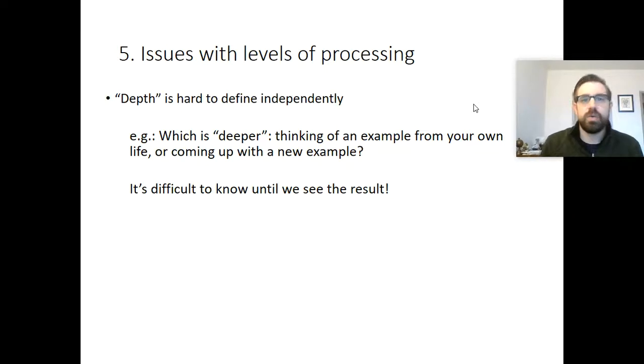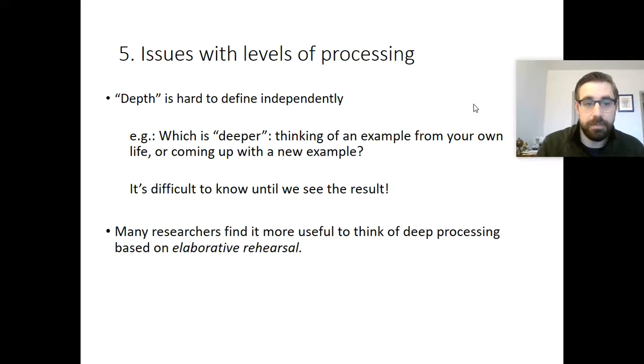So when we get to these more subtle manipulations of encoding tasks, it sometimes becomes hard to justify what we mean by depth. So many researchers find it more useful to think of depth of processing based on elaborative rehearsal. How much elaboration did you do on the information? In both of these cases, you're doing a lot of elaboration, coming up with an example in both cases. And so I wouldn't really expect any difference.